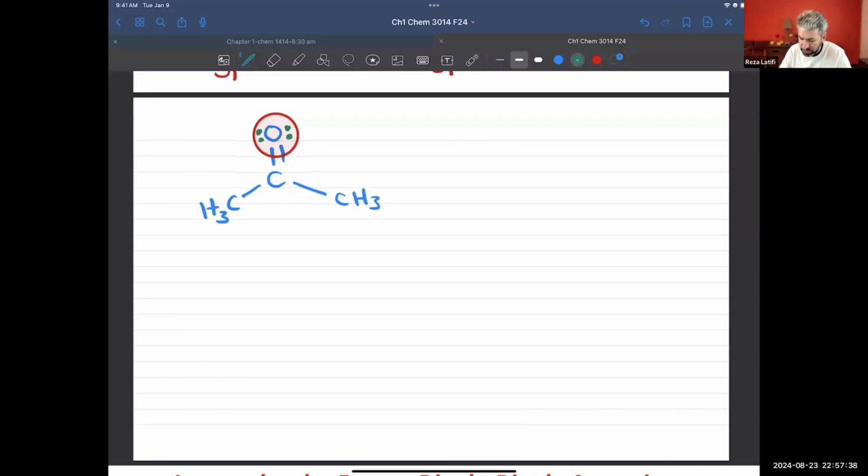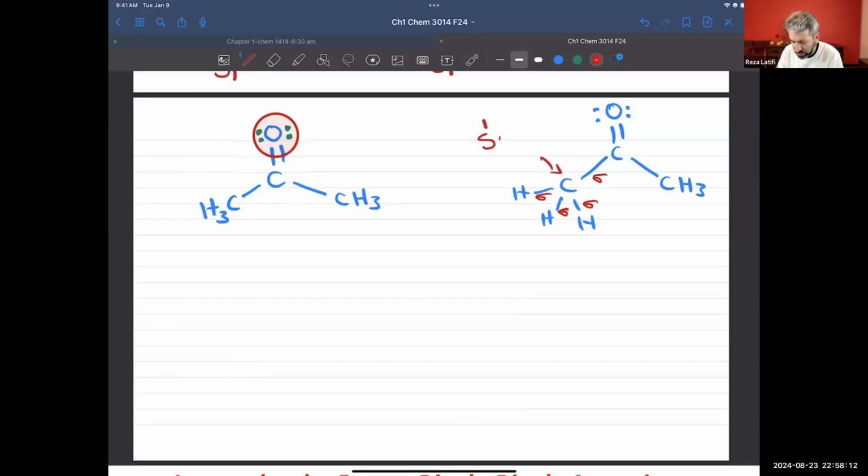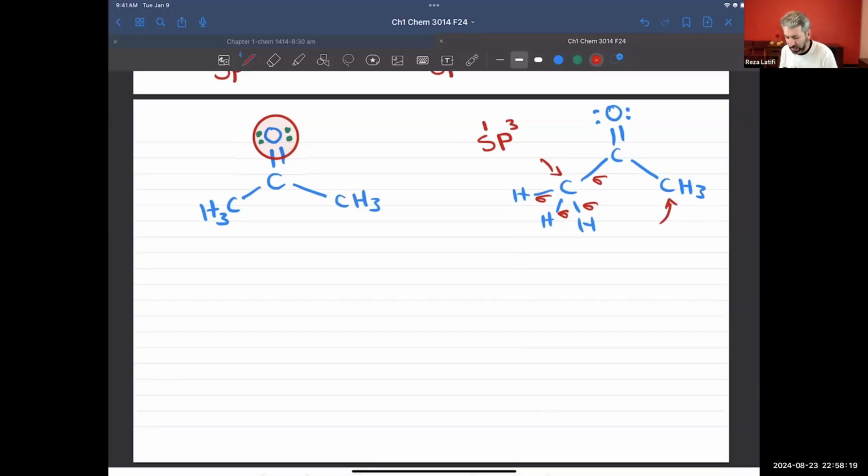Now, let's assign the hybridization. Let me also show the hydrogens attached to the carbon. This one is CH3. We have carbon here, and then oxygen with 2 lone pairs. The first carbon has 4 sigma bonds. That means the hybridization for this carbon must be 1 from s and 3 from p, so it will be sp3. This carbon is identical to the left one, so it will be sp3. How about this carbon? That carbon will be sp2.